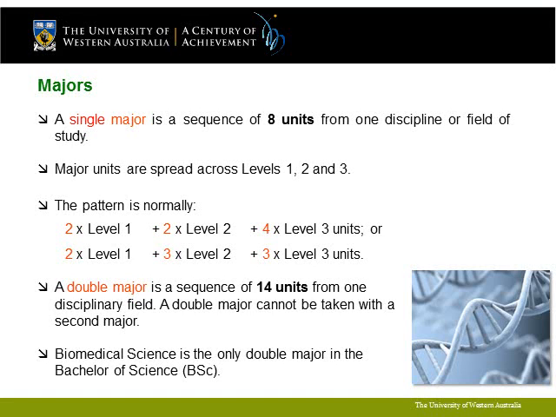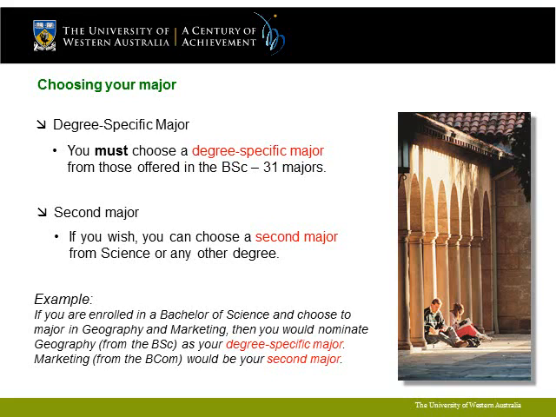A double major is a sequence of 14 units from one disciplinary field. Within the Bachelor of Science, a double major is available in Biomedical Science. A double major cannot be taken with a second major. You must choose a degree-specific major from those offered in the Bachelor of Science. If you wish, you can choose a second major from Science or from any other degree.